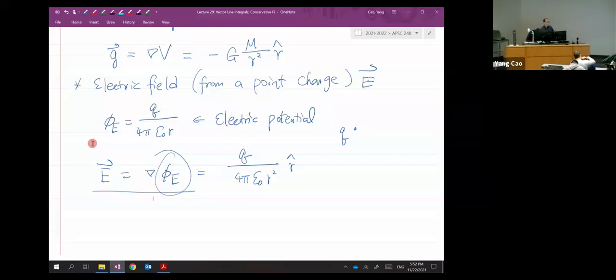Again, my suggestion is always, if you have a formula sheet, you have to understand how to use the formula. That's the most important.